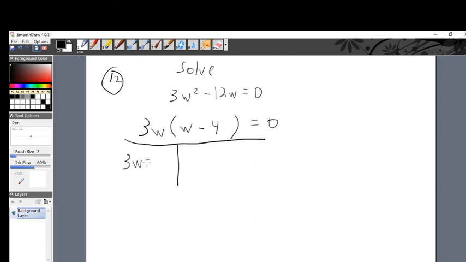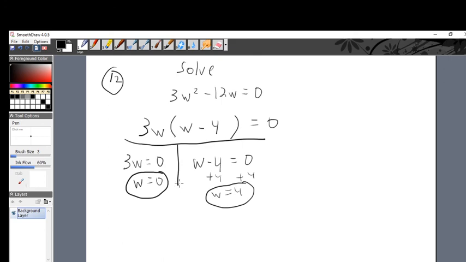3w is equal to 0. Just like we set up the t with two binomials, we set up the t in this case too. 3w gets its own 0, and w minus 4, I don't need the parentheses anymore, gets its own 0. Divide by 3 on both sides, and you know that w is equal to 0. Here's one answer. Plus 4 on left, plus 4 on right, and w is equal to 4. Here's the second answer, and problem 12 is done.